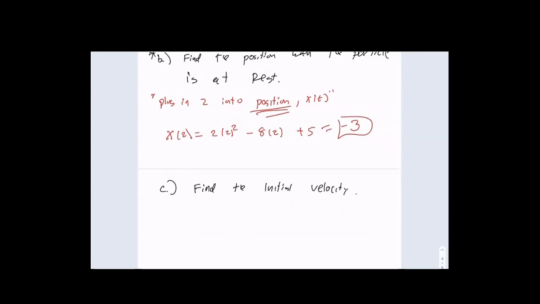What do I have to find? You have to find velocity. Velocity. There you go. I have to plug 0 into the velocity. That's why when you were saying plug in 0, it's like plugging 0 into what? You chose the wrong it. So remember, v of t was 4t minus 8. So v of 0 is 4 times 0 minus 8, which is negative 8.